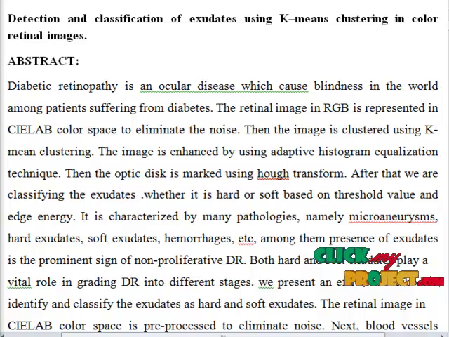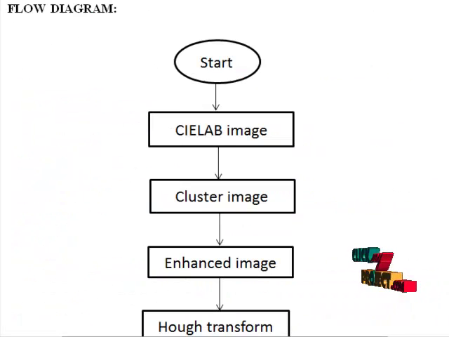After that, the optic disc is marked using F transform. Then, based on threshold value and edge energy, we successfully classified the exudates as hard and soft exudates. This classification helps the ophthalmologist for diagnosing the retinal diseases. Let us discuss the flow diagram for this process.